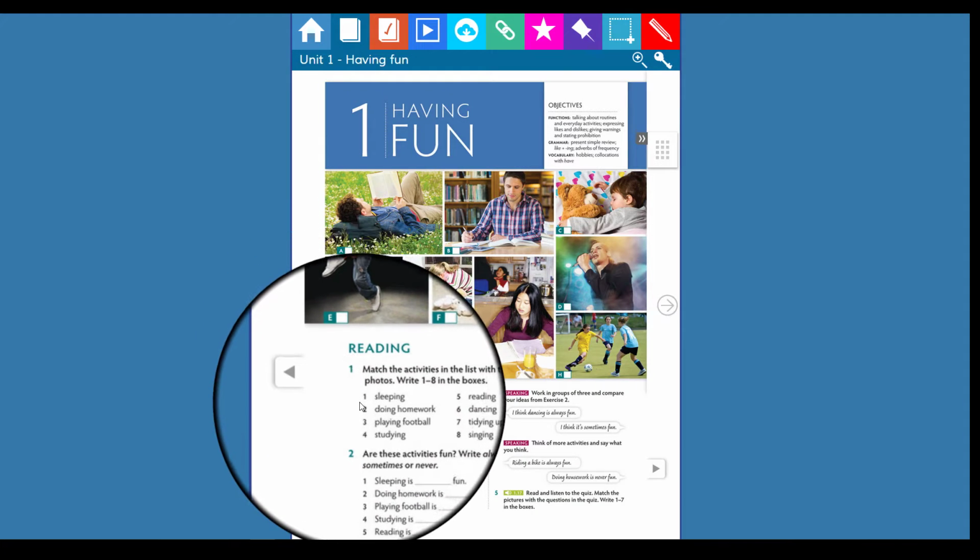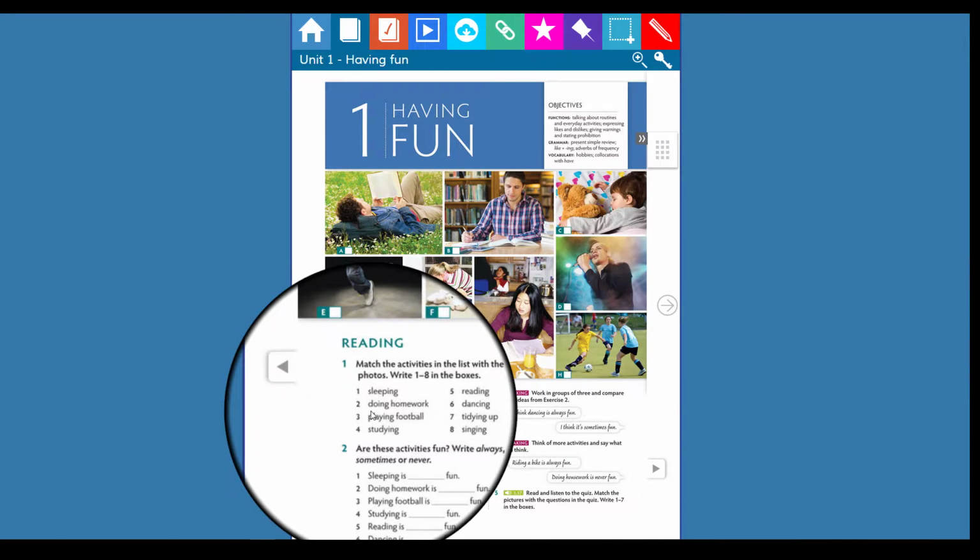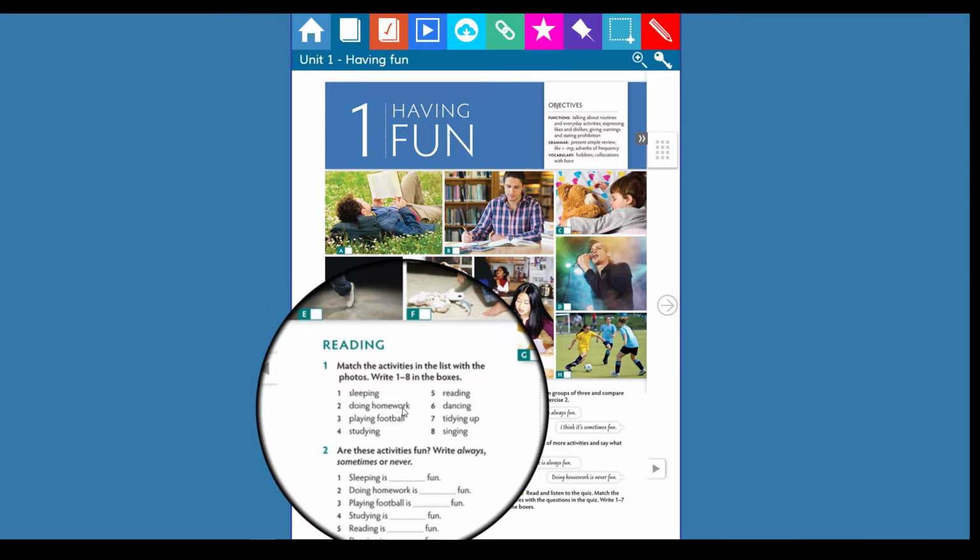Let's start with number 1. The first activity is sleeping. Sleeping. So what do you think? Number 1, letter C. Correct. Very good. Let's continue with number 2. Number 2, doing homework. What do you think? Doing homework?